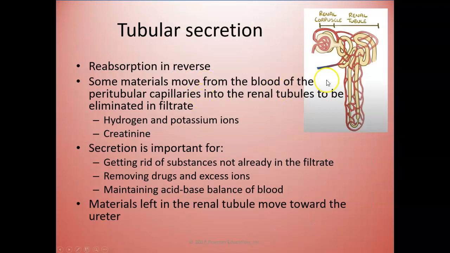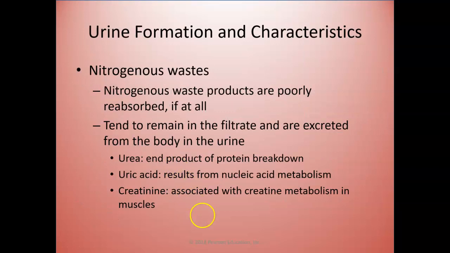Okay. So tubular secretion is reabsorption reverse. Materials are moved from the blood, peritubular capillaries, and the renal tubules are eliminated: hydrogen and potassium ions, creatine. And secretion is important for things that weren't already there in the filtrate, right? Drugs and excess ions and so on. And then whatever is left over in the renal tubules moves towards the ureters, where it eventually gets into the bladder. And we're almost done here.